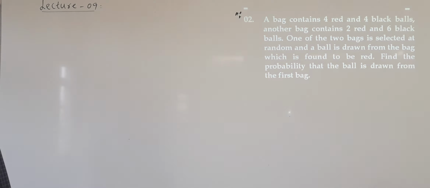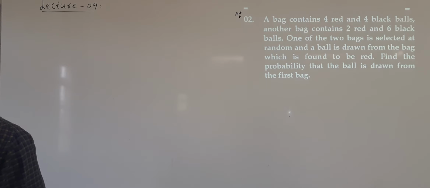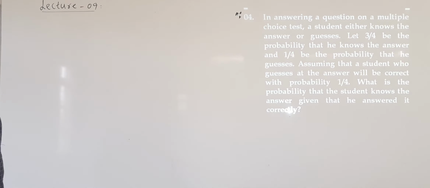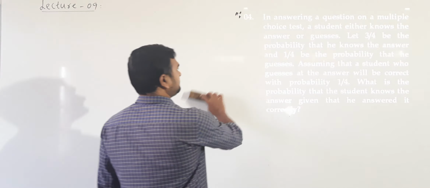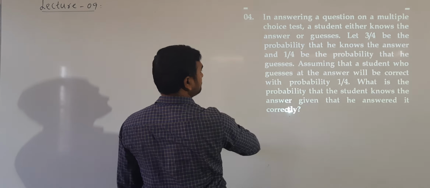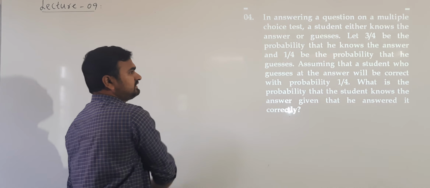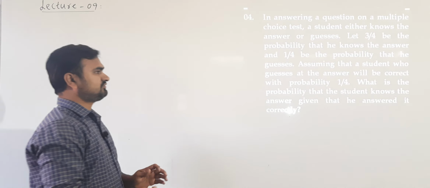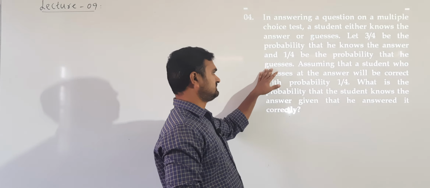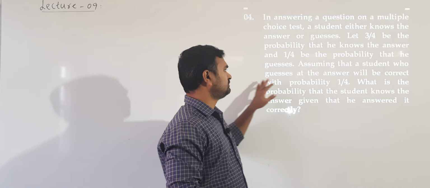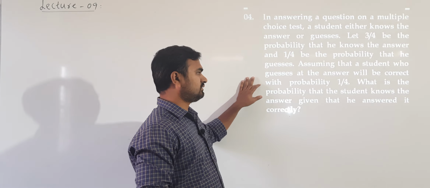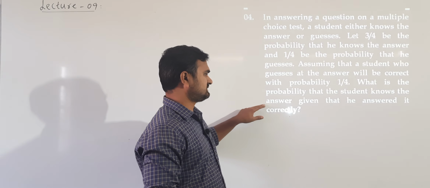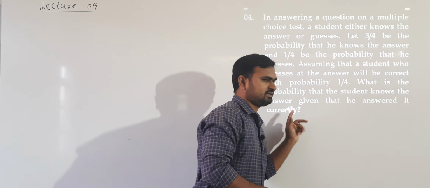Let us see the next question. In answering a question on a multiple choice test, a student either knows the answer or guesses the answer. Let 3 by 4 be the probability that he knows the answer and 1 by 4 be the probability that he guesses the answer. Now assuming that a student who guesses the answer will be correct with probability 1 by 4, what is the probability that the student knows the answer given that he answered it correctly?